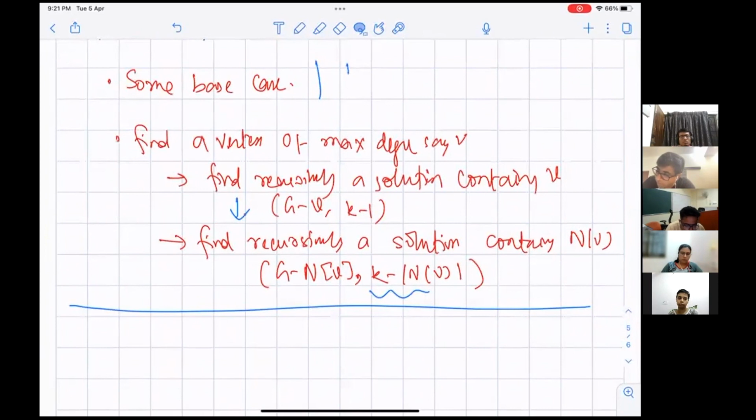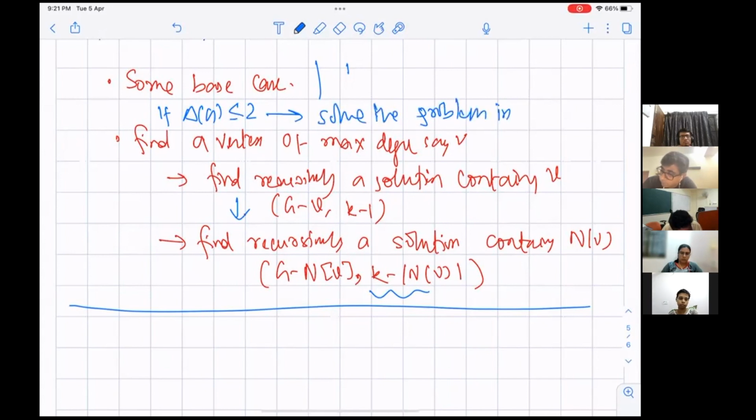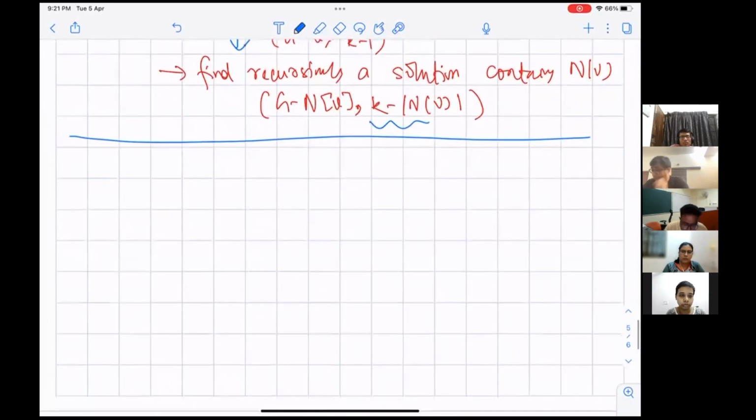Okay. So now we say, what is our base case? Our base case is if delta of G is at most 2, solve the problem in P10. Is this fine with everybody? Okay, excellent.